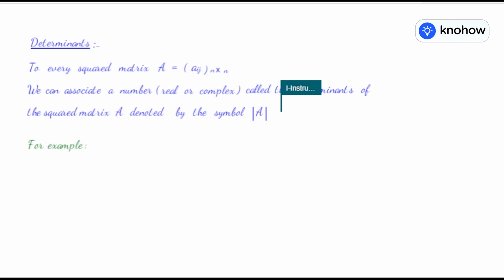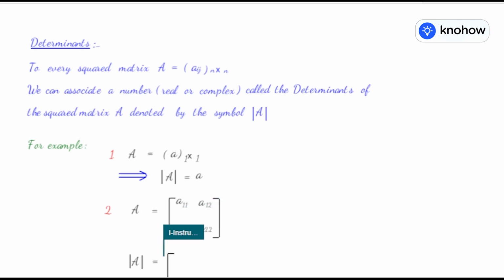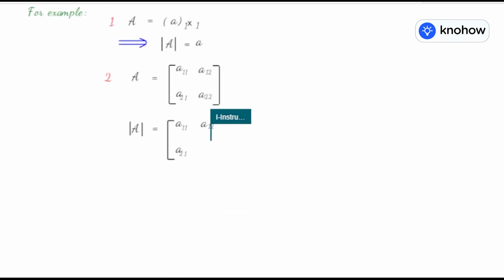Now, for example, if A is a matrix of first order, say [a11], then the value of determinant A will be a11 only. Now, example 2, suppose it is second order. A is a matrix of second order, that is a11, a12, a21, a22. Then determinant A, first write it under the determinant symbol: a11, a12, a21, a22.